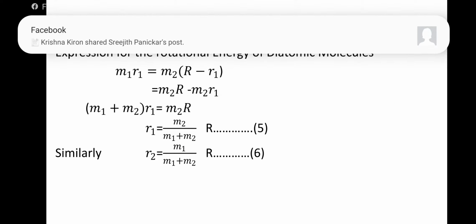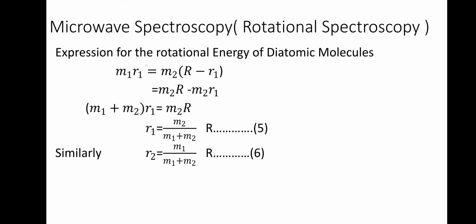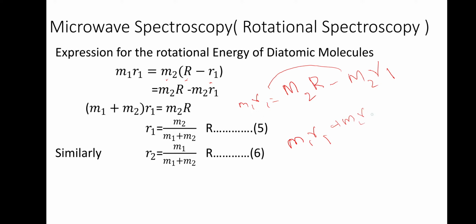Now the expression m1 r1 is equal to m2 into (R minus r1) has become, putting it inside, m2 R minus m2 r1. Now m1 r1 is there, so these two have the same coefficient, so we can bring it to this side. So m1 r1 is positive, m2 r1 is equal to m2 capital R.